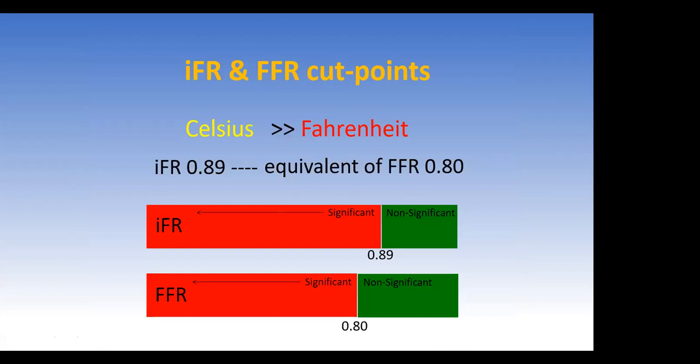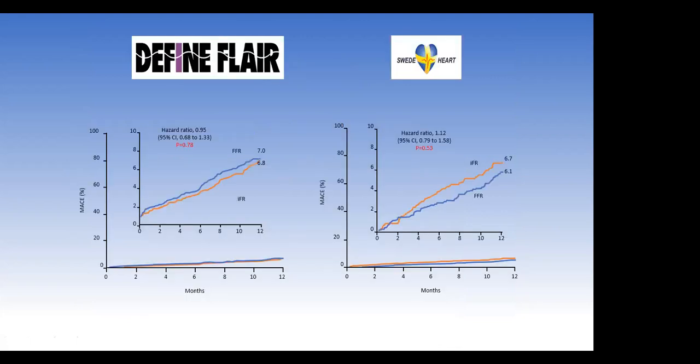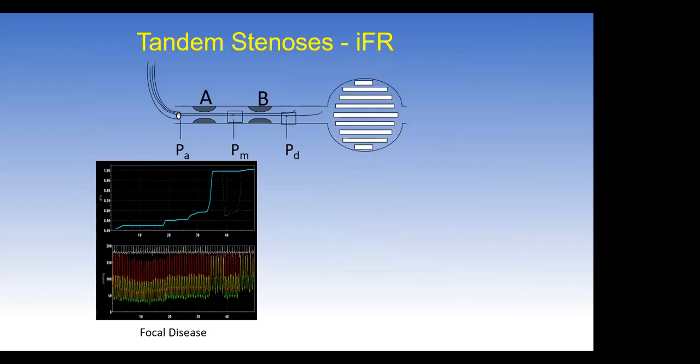iFR and FFR are measuring the same thing. It's like a comparison of Celsius and Fahrenheit, measuring the same thing, just the number is different: 0.9 for iFR and 0.8 for FFR. There's no difference between iFR and FFR versus clinical results, as defined by DEFINE-FLAIR and SWEDEHEART.